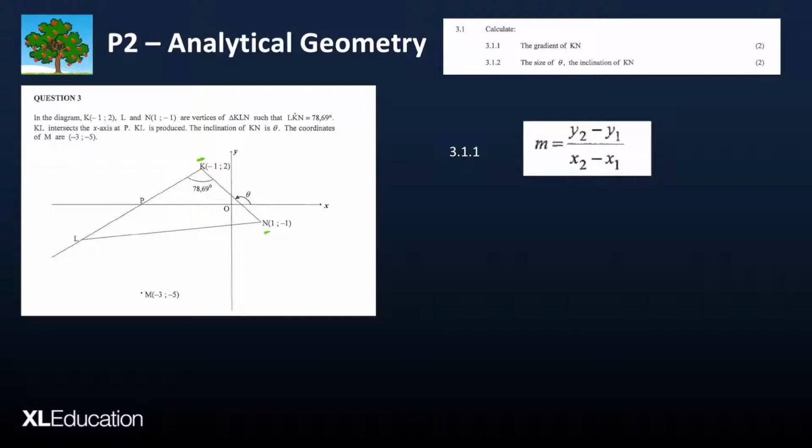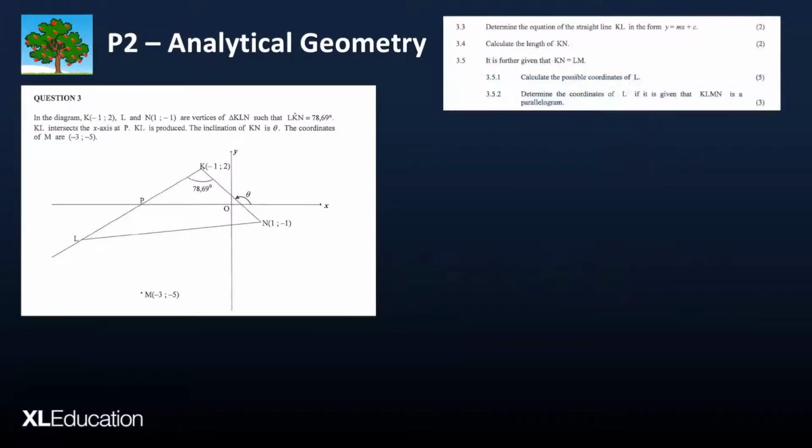Okay, let's go to 3.1.2. 3.1.2 is saying calculate the size of theta, which is the angle of inclination of KN. And we know that for the angle of inclination, you have to choose this formula: m is equal to tan theta, where m is the gradient of the line, and we have calculated it in 3.1.1. So you just need to substitute and simplify.